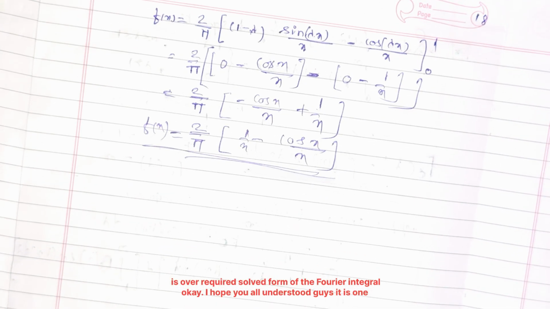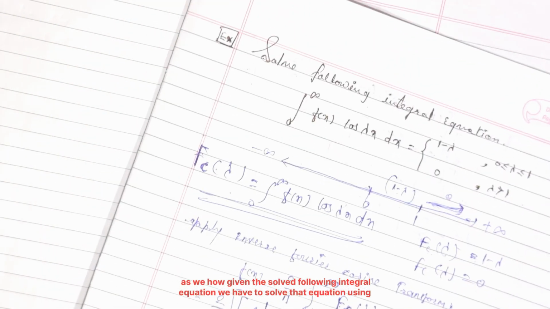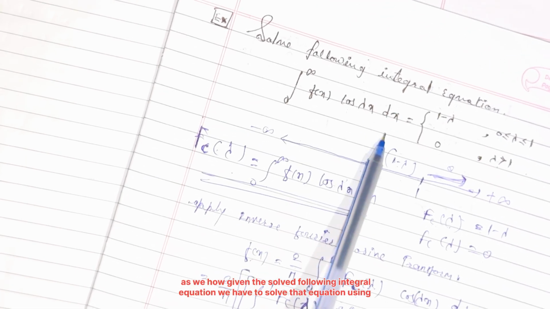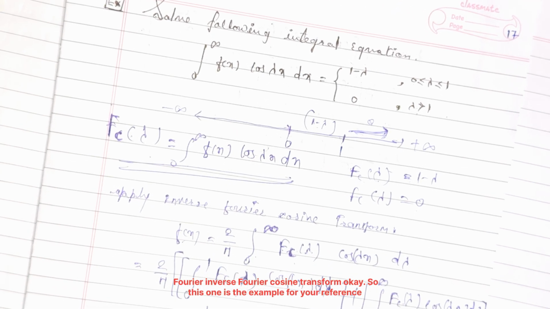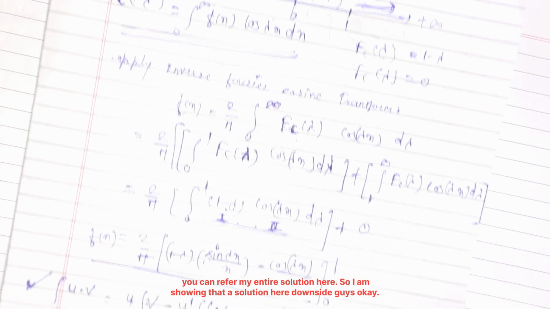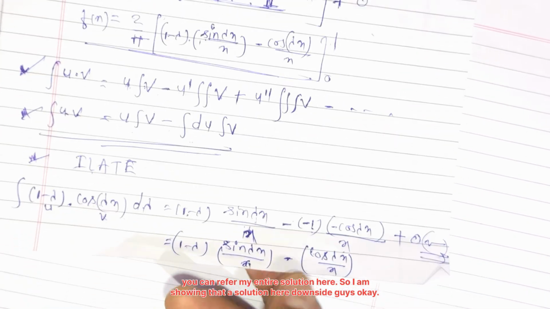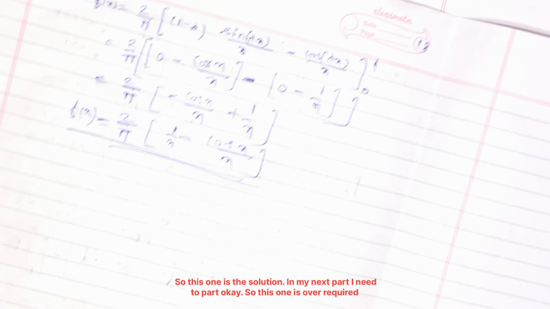I hope you all have understood, guys. It is one of the easy solutions, nothing difficult here. For your reference, as we were given to solve the following integral equation, we have to solve that equation using the inverse Fourier cosine transform. So this one is the example. You can refer to my entire solution, which I'm showing here downside, and this one is our required final answer.